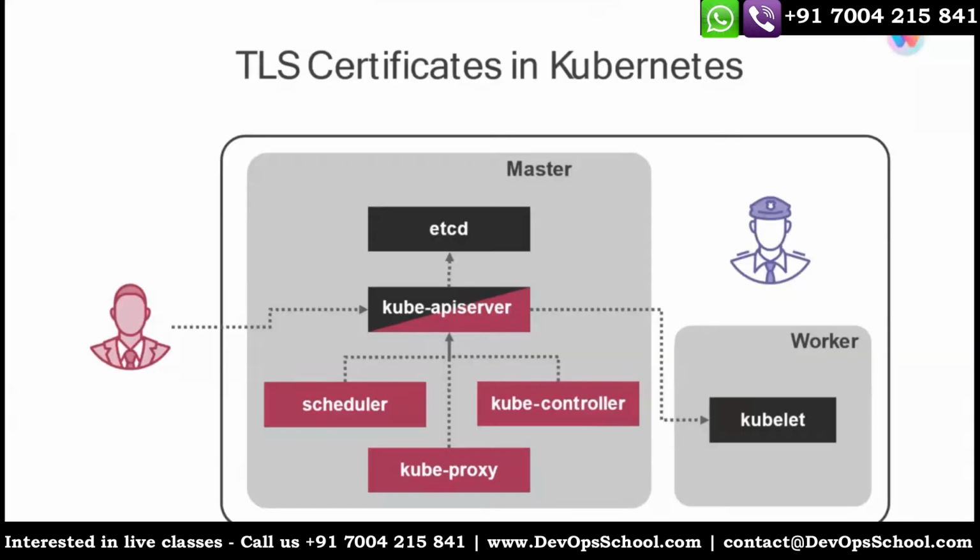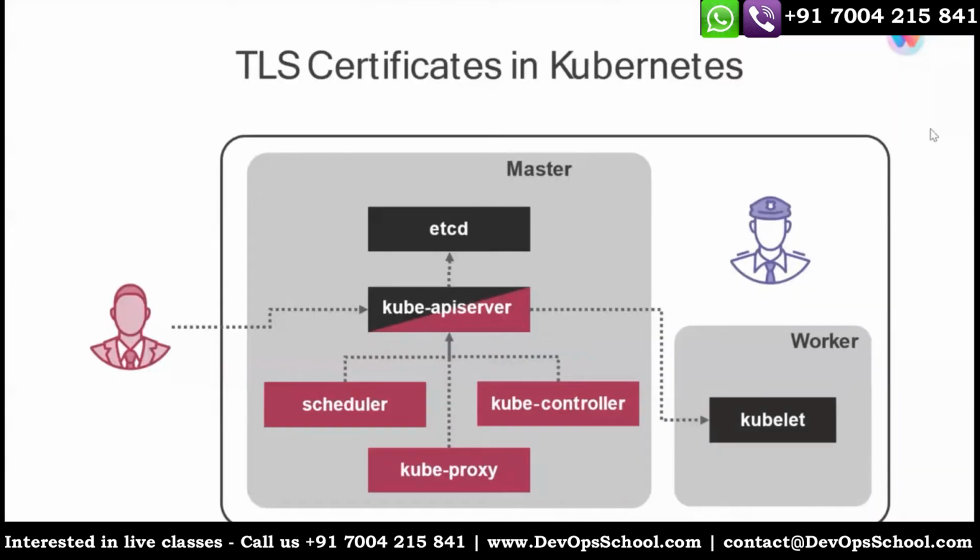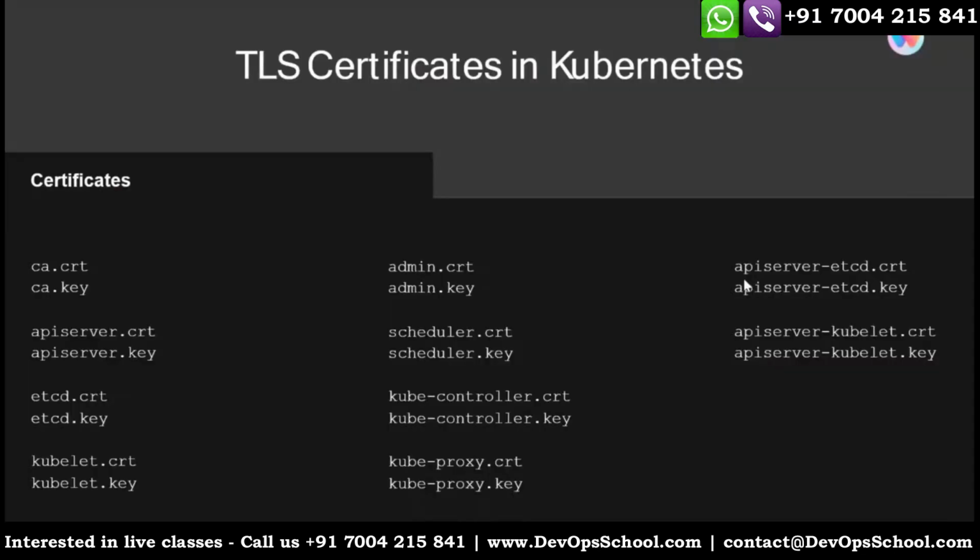Now which are the certificates which we have in Kubernetes? You need to remember that. The first one which you see is the CA certificate, which is here. This is the icon of the CA, you can see, follow my cursor. So here ca.crt and ca.key are the certificate and key for the CA.